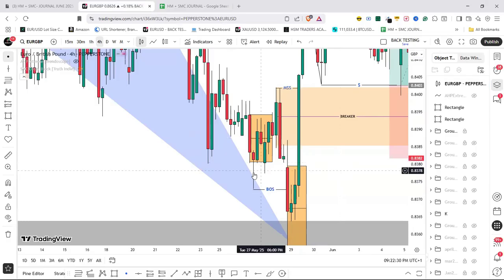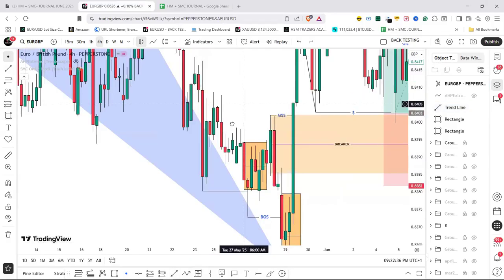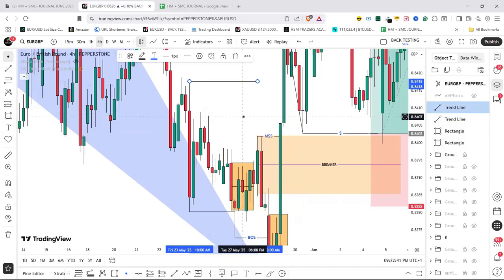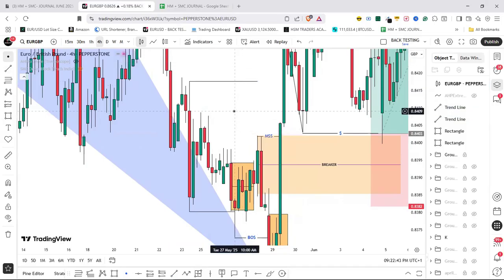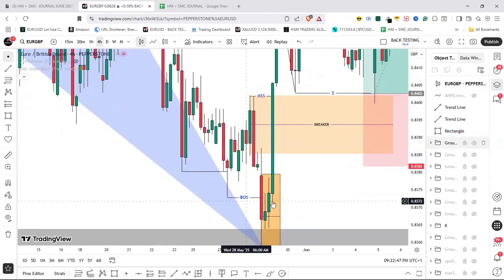Now, why I took that trade was because of this sweep I saw here. But then after this sweep, price did not take out this high, so it was not even valid. So that was the mistake I made. So now, finally, we had this.